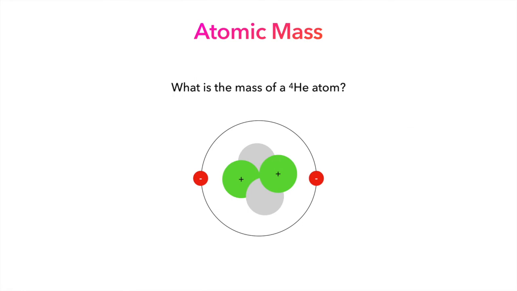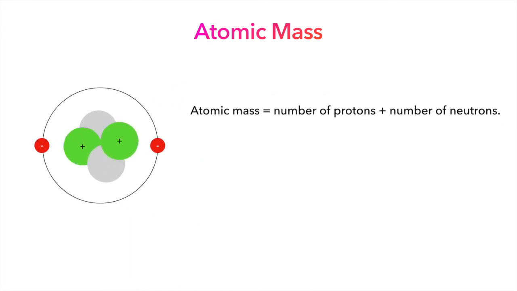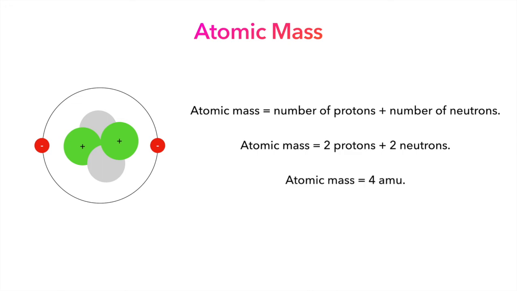Finding the atomic mass of an atom is incredibly simple. We add up the number of protons and neutrons, which each have a mass of 1, and ignore the mass of the electrons, since they're considered to be negligibly small. So, for a helium atom with 2 protons, 2 neutrons, and 2 electrons, we'll add up the number of protons plus neutrons, 2 plus 2, and ignore the number of electrons, to get an atomic mass of 4 atomic mass units, or AMU for short.